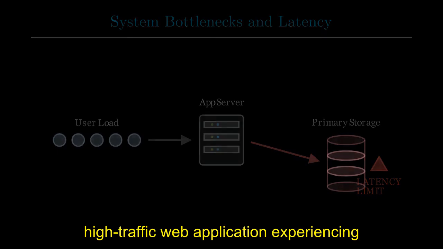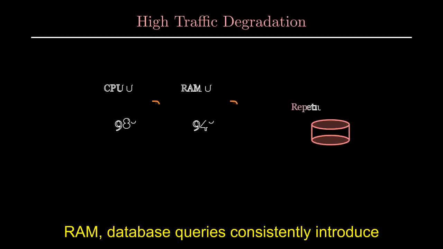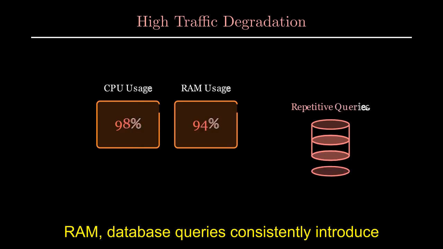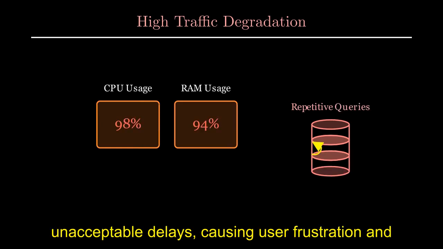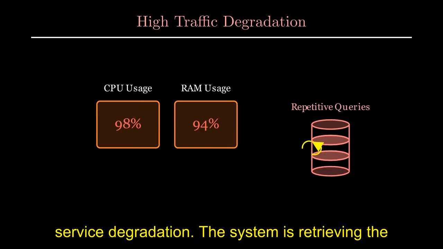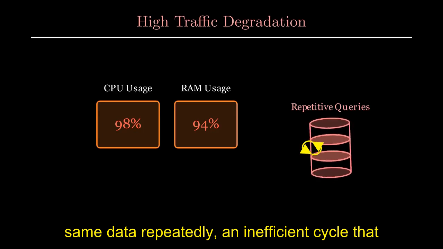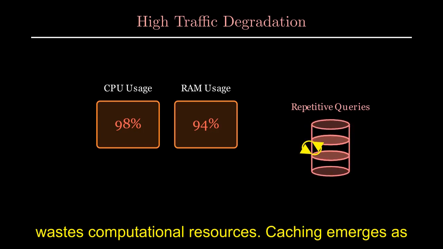Consider a high-traffic web application experiencing intermittent slowdowns. Despite substantial CPU and RAM, database queries consistently introduce unacceptable delays, causing user frustration and service degradation. The system is retrieving the same data repeatedly, an inefficient cycle that wastes computational resources.